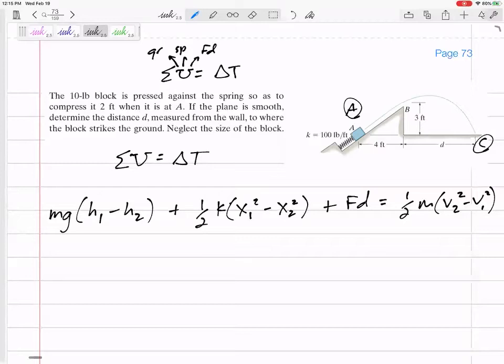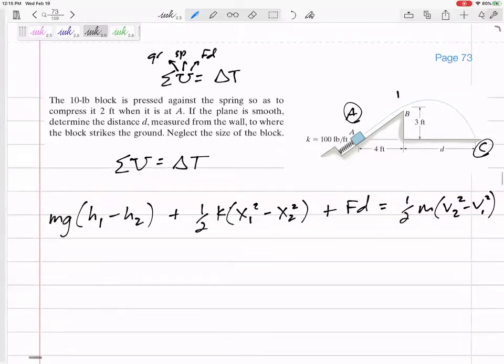This looks like a projectile to me, right? So how about a projectile? Can we use our projectile equation from A to C? No, it is not a projectile from A to B. Projectiles are when they're flying through the air with no forces other than gravity on them. All right, so what could we do?